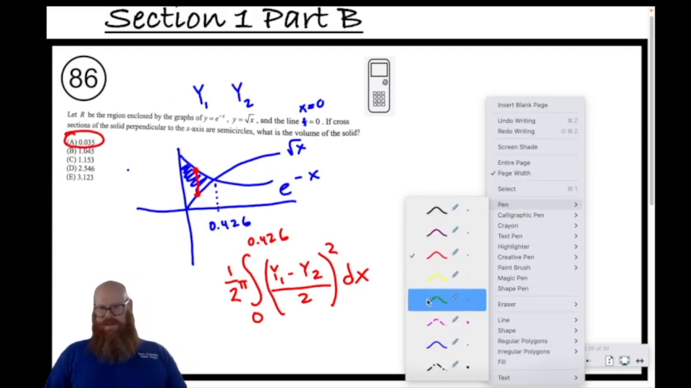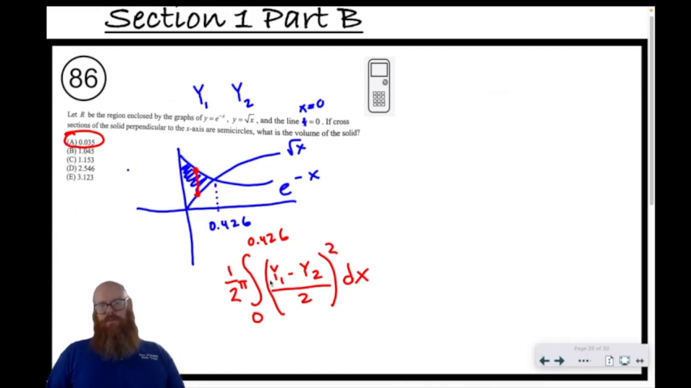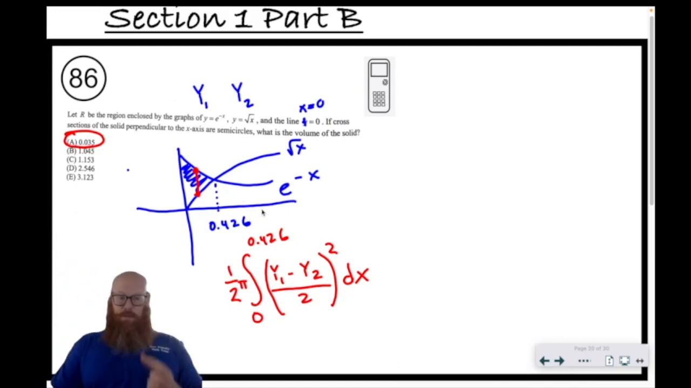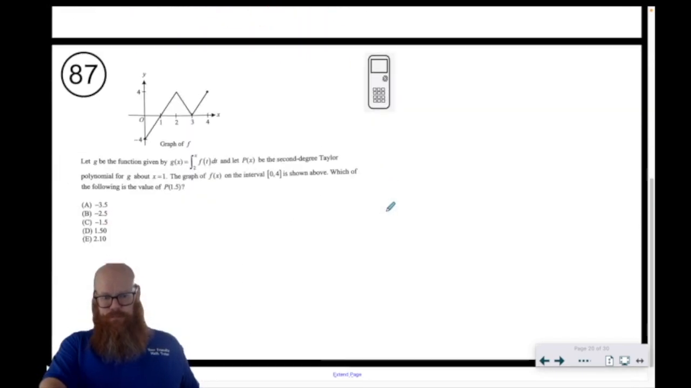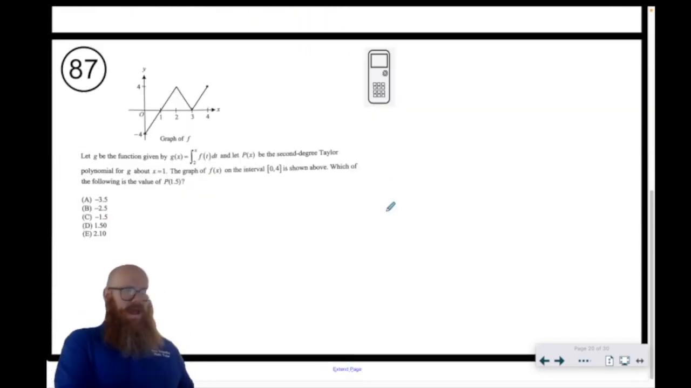All right, so the key is knowing how to set up the problem, but also if you could do little things in the calculator to just save you a little bit of time, that time adds up and gives you some more time on the even harder questions. All right, we're moving along here.